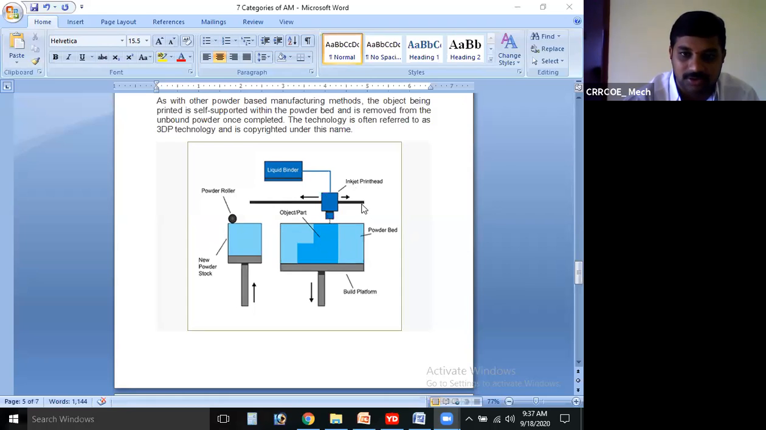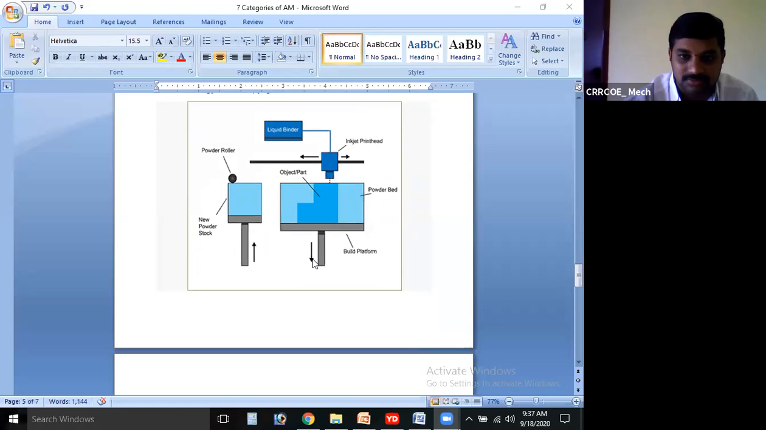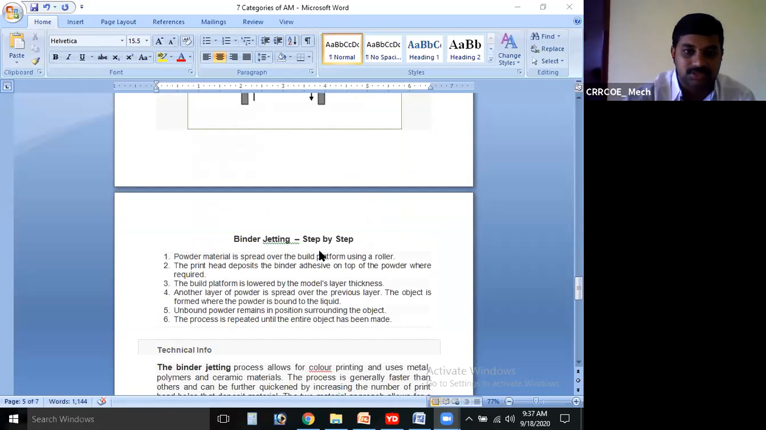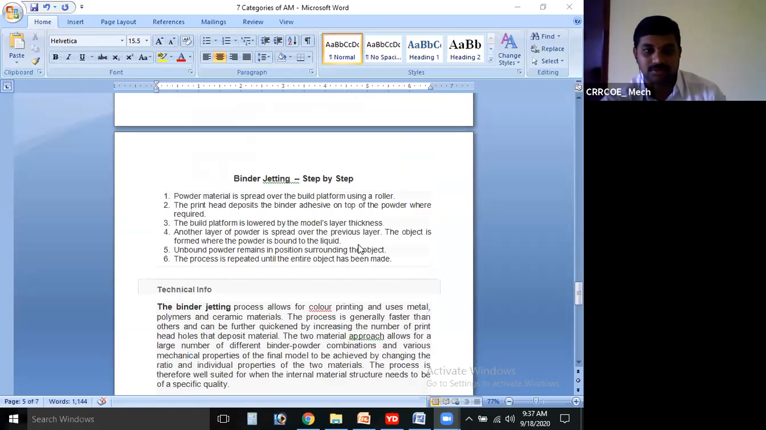After that comes the part building, the object or part. This also has particular steps for carrying out this 3D printing process or binder jetting. First, powder material is spread over the build platform using a roller. Rollers are like conveyors, so this is material handling equipment. Here the powder material is supplied by using rollers.